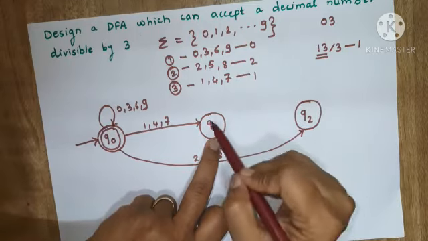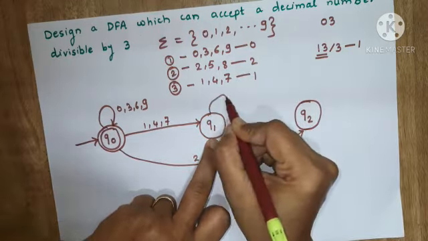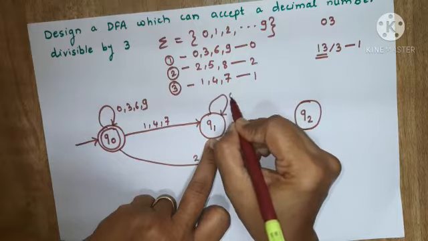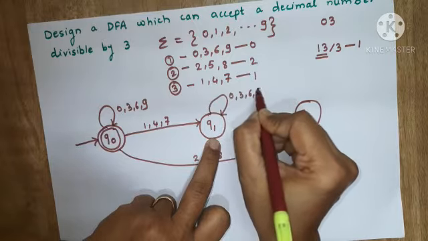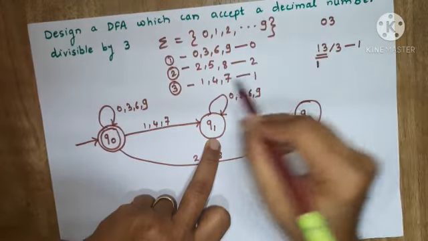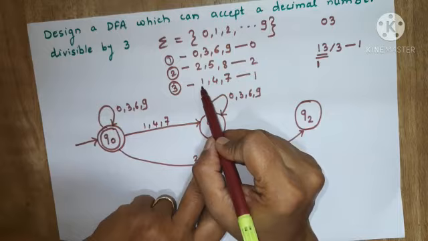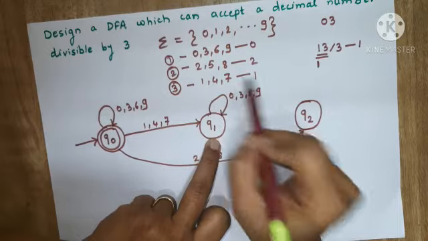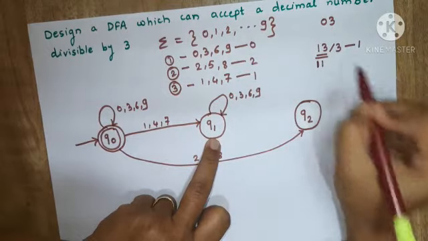Which is having remainder 1. That is nothing but Q1 state. That is a self loop for 0, 3, 6 and 9. So now I am in Q1 state, and now suppose the next input alphabet is from this class, that is 1, 4 and 7. Suppose the next is 1.